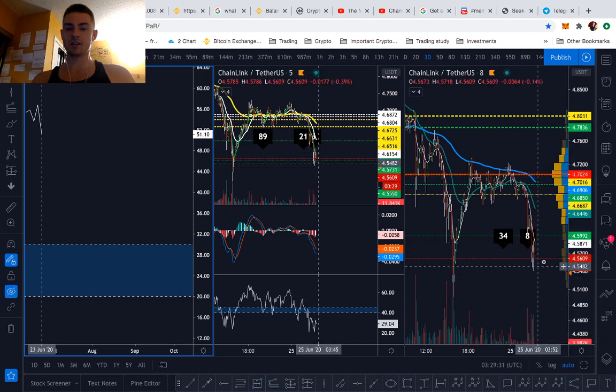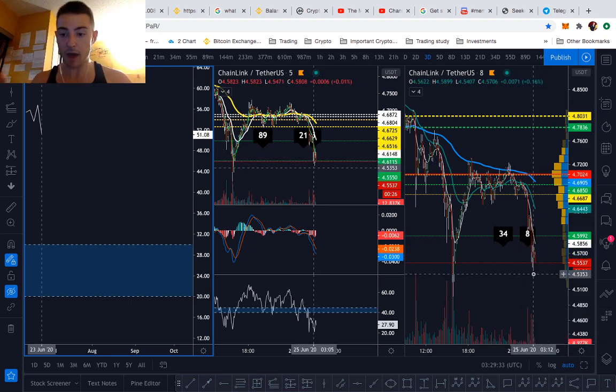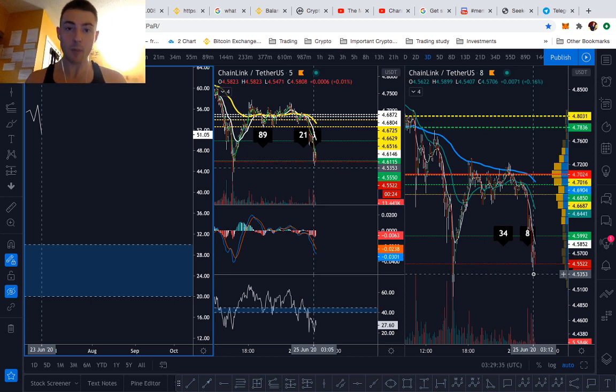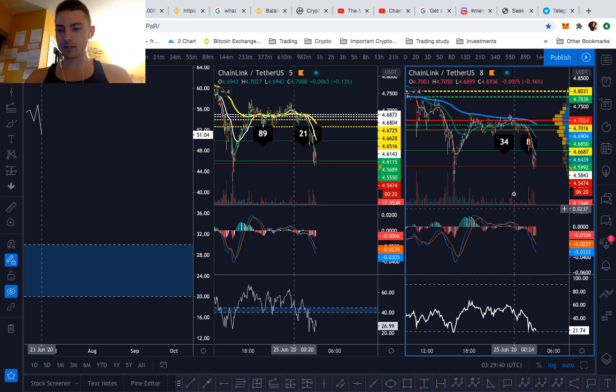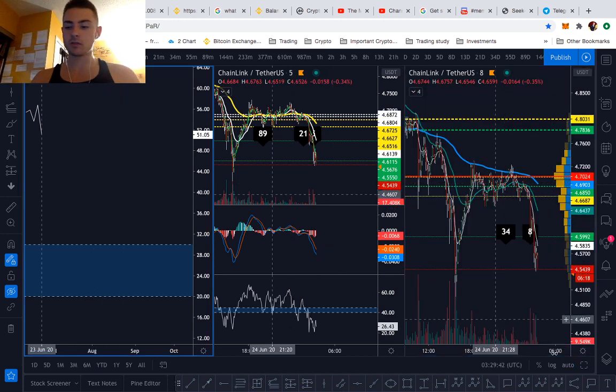Here's my Chainlink position right here. Bye bye. You know, sorry about that, but it's just like sometimes you just got to do it.